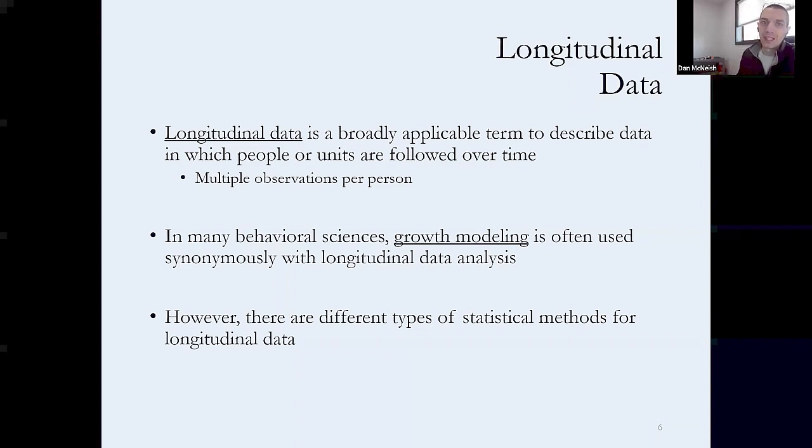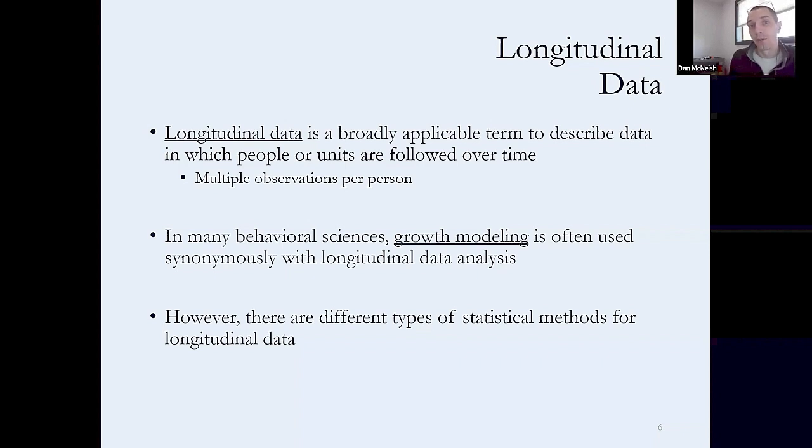So longitudinal data is a broad term, basically covers anything where people or units are followed over time. So you have multiple observations per person or per unit, depending on what your research question focuses on. In behavioral sciences like psychology, education, growth modeling and longitudinal data are sometimes used synonymously or interchangeably. But in the broader statistical framework, these two things are not always the same. There's different types of longitudinal data that sometimes require different methods or that are trying to address different questions.